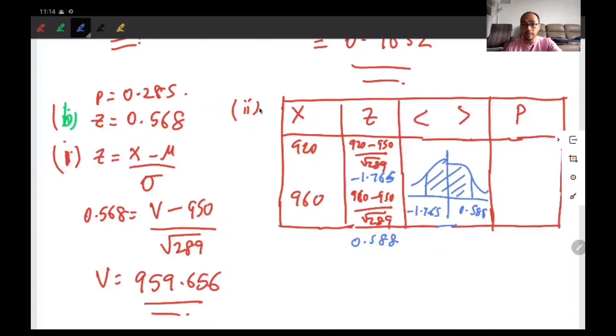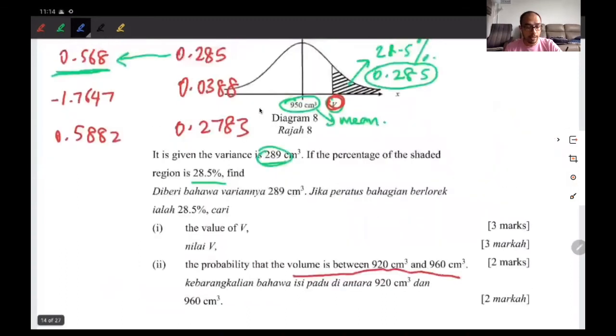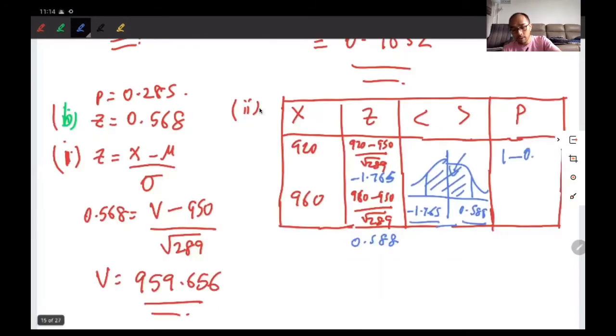This particular region will be 1 minus the value of 0.588 and the value of 1.765, which I've already stated over here. So it's 0.0388 and 0.2783. So I will get 0.0388 minus 0.2783. My final answer will be 0.6829.